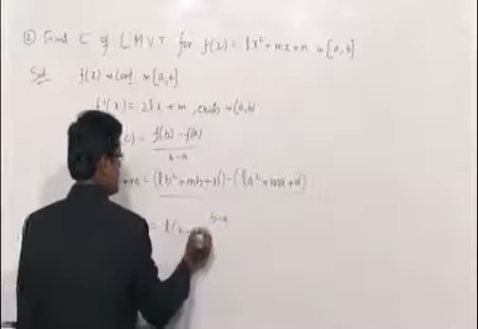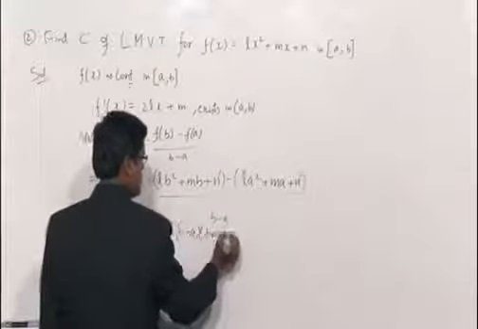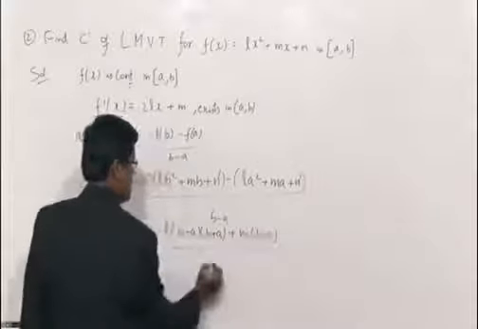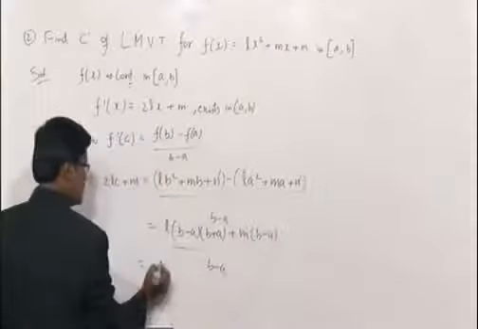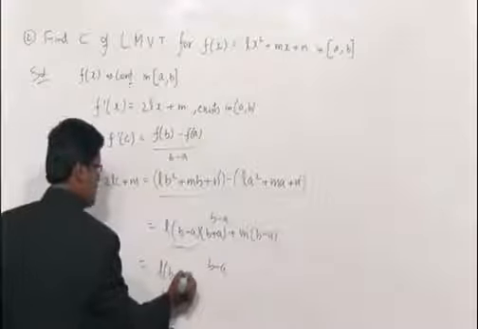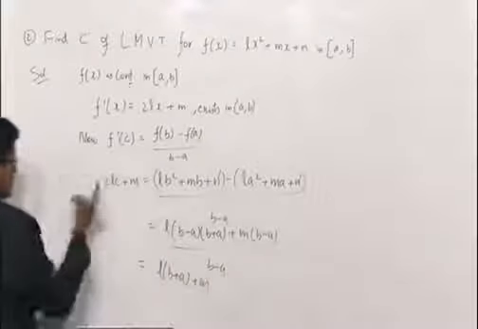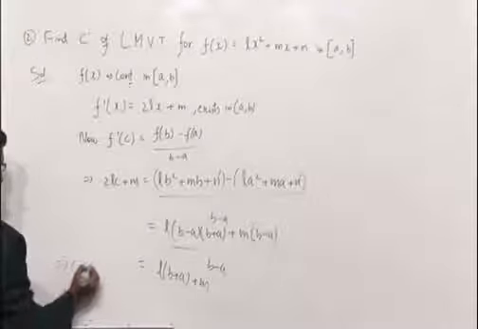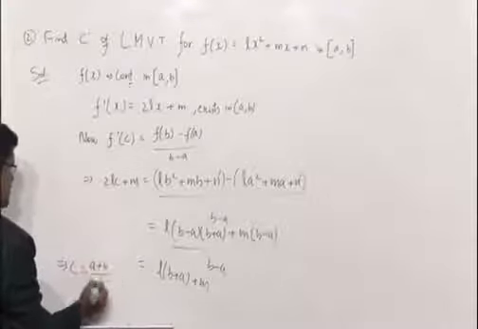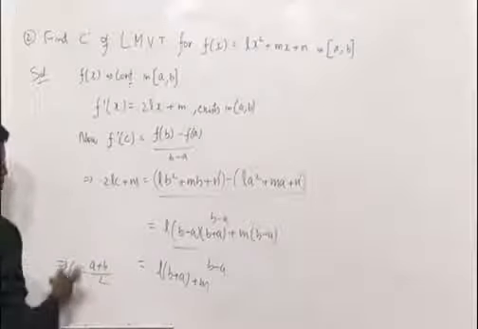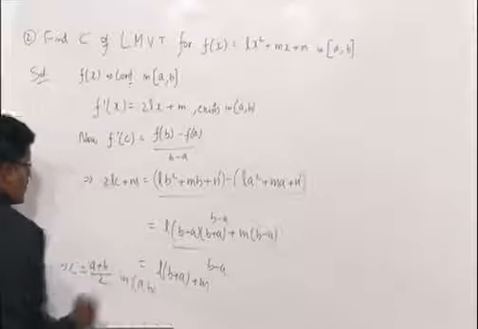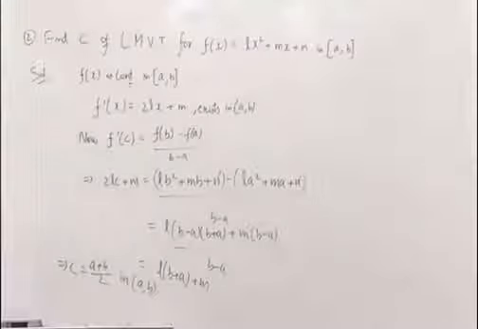l into (b² − a²) can be written as (b − a)(b + a), and after taking m common, b − a is common. So this simplifies to l(b + a) + m. Both sides cancel, m first and then l, which implies c simplifies to (a + b)/2. This is the arithmetic mean of a and b, which always lies between a and b.